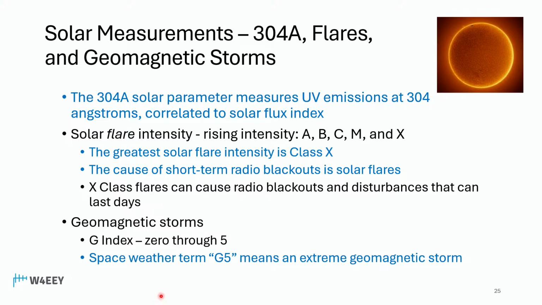So geomagnetic storms, these are generally bad. The G index is a different index than these. It goes from 0 through 5. In the space weather term, G5 means an extreme geomagnetic storm. So if you have a resource that will give you these numbers, which I believe the Paul Herman one does, that I showed you, that means that if you wonder why all of the bands are dead and you can't talk to anybody and you're worried that your antenna might be laying on the ground, well, it might be because we're in an extreme geomagnetic storm.